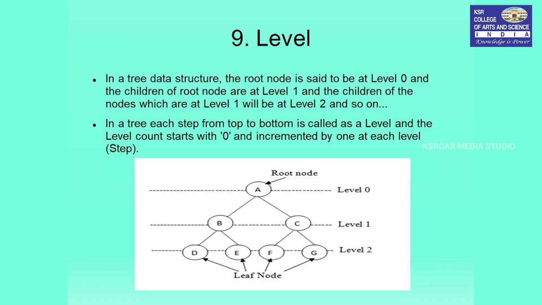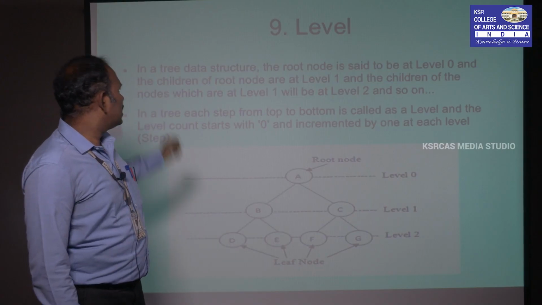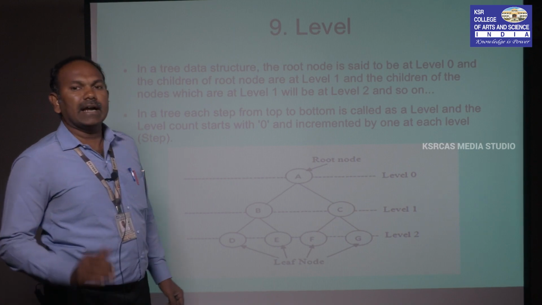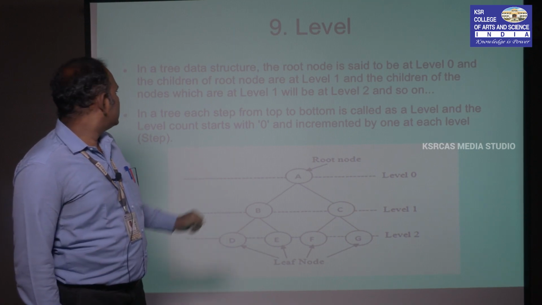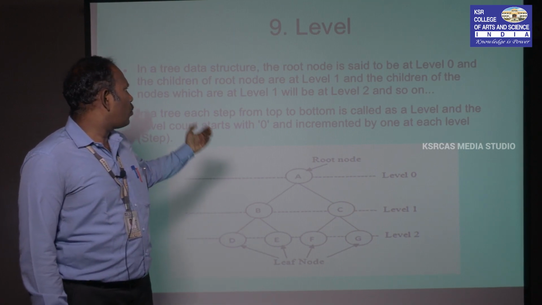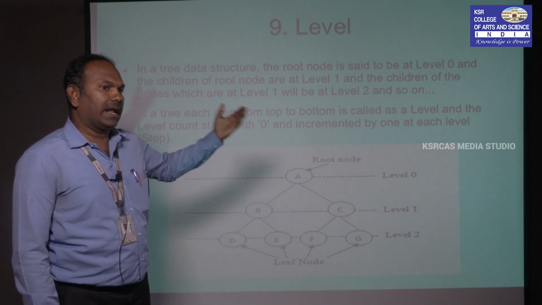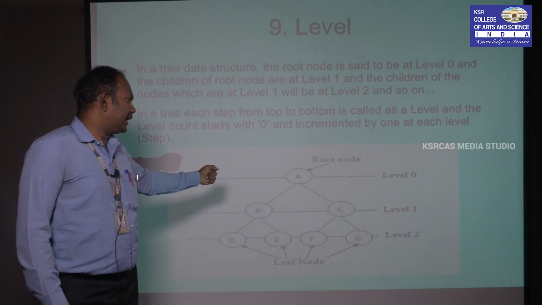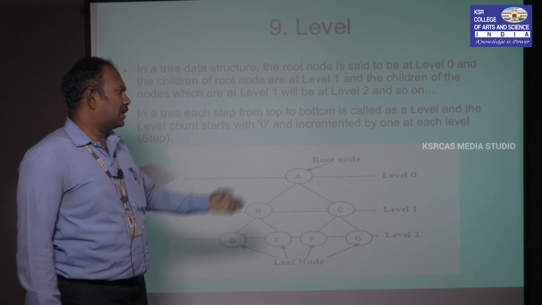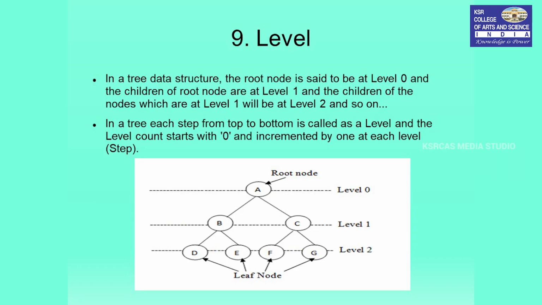Next one, level. In a tree data structure, what is level? The root node is said to be at level 0. The children of the root node are at level 1, and the children of the level 1 nodes will be at level 2, and so on. In the diagram, A is the root node, which is level 0. At the next stage, B and C are level 1, and then level 2. Like that we go through the levels.